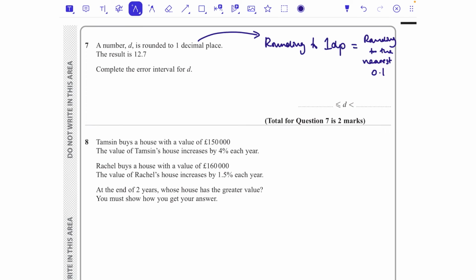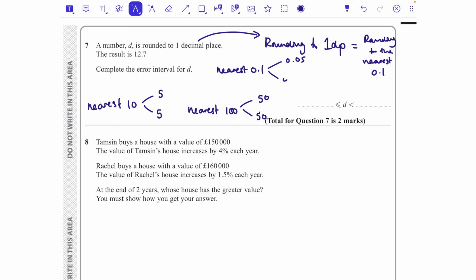Now, if you're rounding to the nearest 10, you would go 5 above and 5 below, and that would tell you the maximum and the minimum. If you were rounding to the nearest 100, you'd go 50 above and 50 below, and that would tell you the biggest and the smallest. If you're rounding to the nearest 0.1, half of that is 0.05 and 0.05. So we're going to go 0.05 above, which is going to be 12.75, and 0.05 below, which is 12.65.